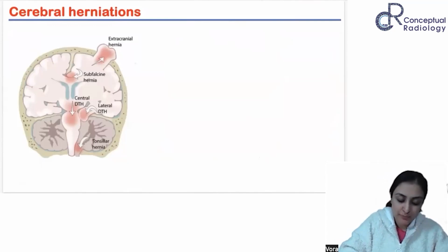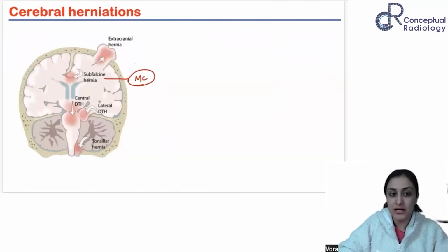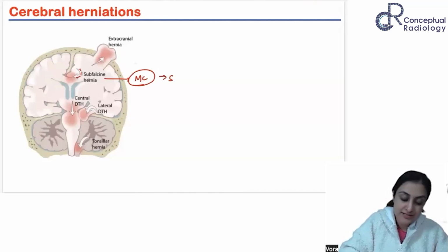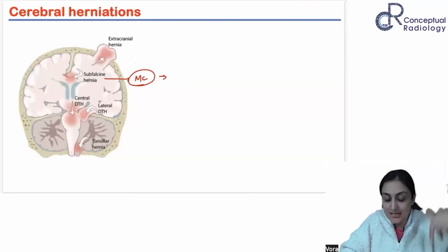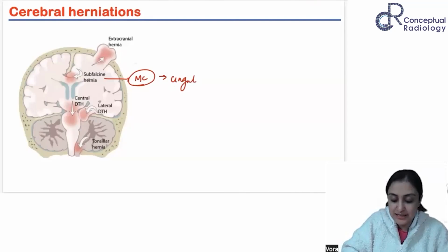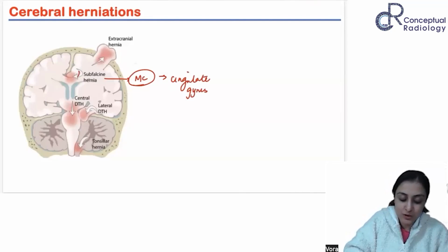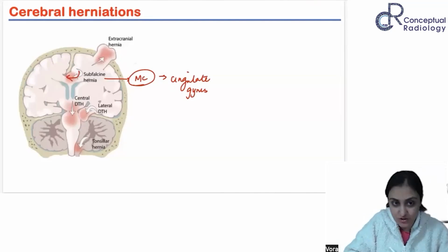So the most common kind of herniation that we have is subfalcine herniation, where you have the herniation of which lobe? It's the cingulate gyrus, right? So the cingulate gyrus herniates below the falx, hence the subfalcine herniation. So what happens here? The cingulate gyrus is herniating. What you have to remember here is the associated complications.